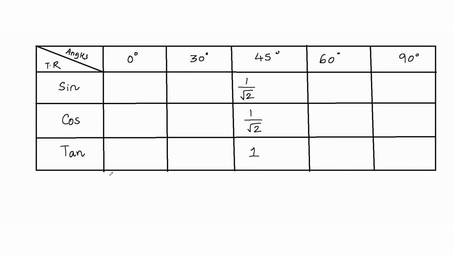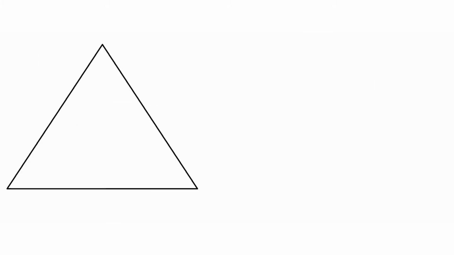Now let's continue and find the trigonometric ratios for angles 30 degrees and 60 degrees. So let's consider an equilateral triangle, triangle ABC. Let each of these sides be marked as x. So all the three sides are marked as x. Because this is an equilateral triangle, each angle is going to be 60 degrees. So let's mark each of these angles as 60 degrees.